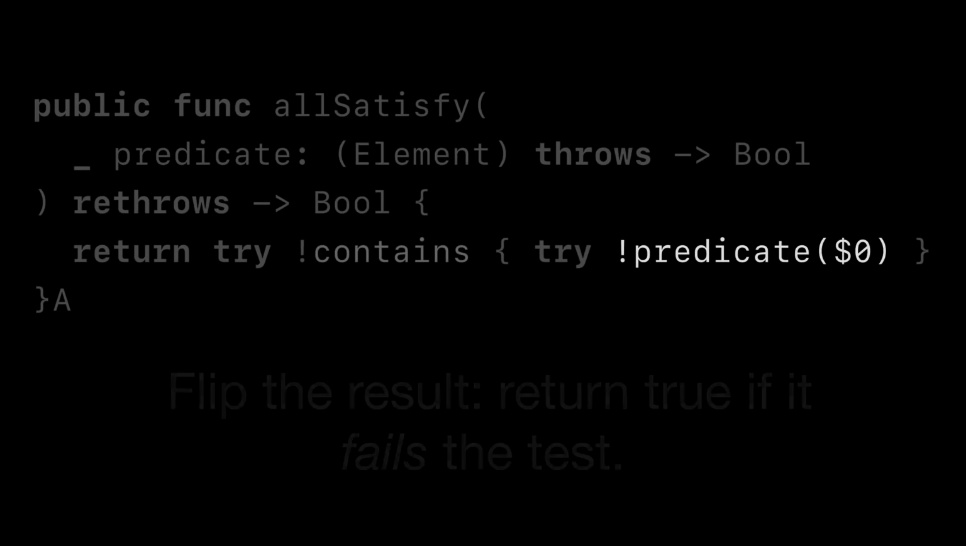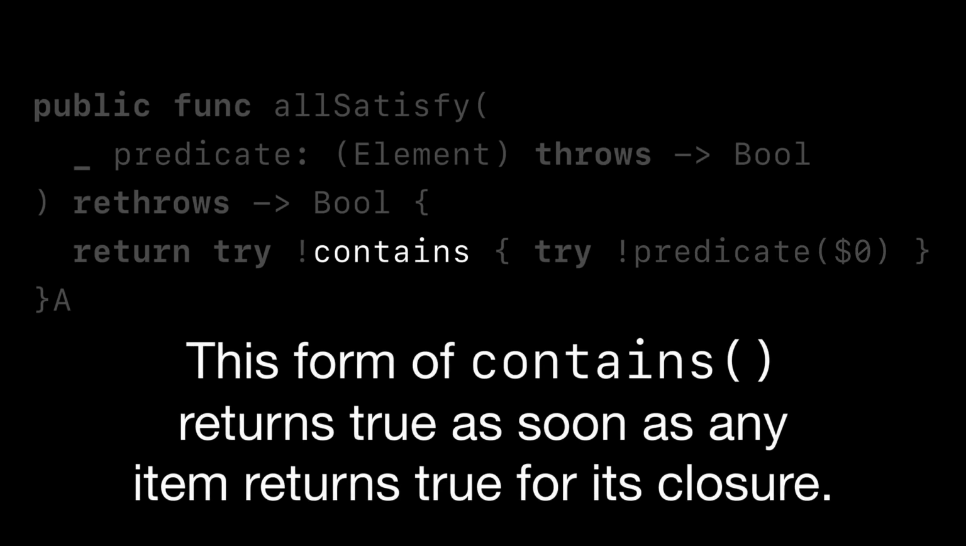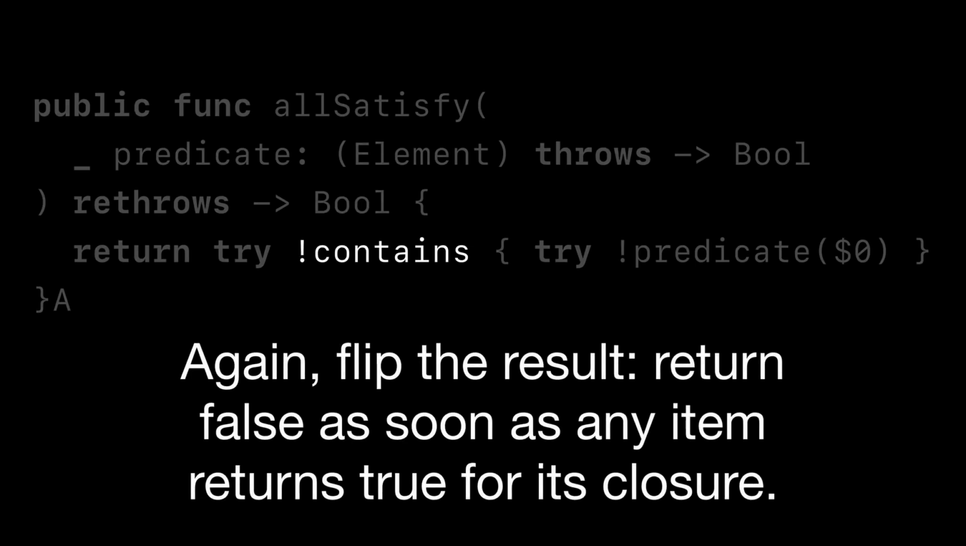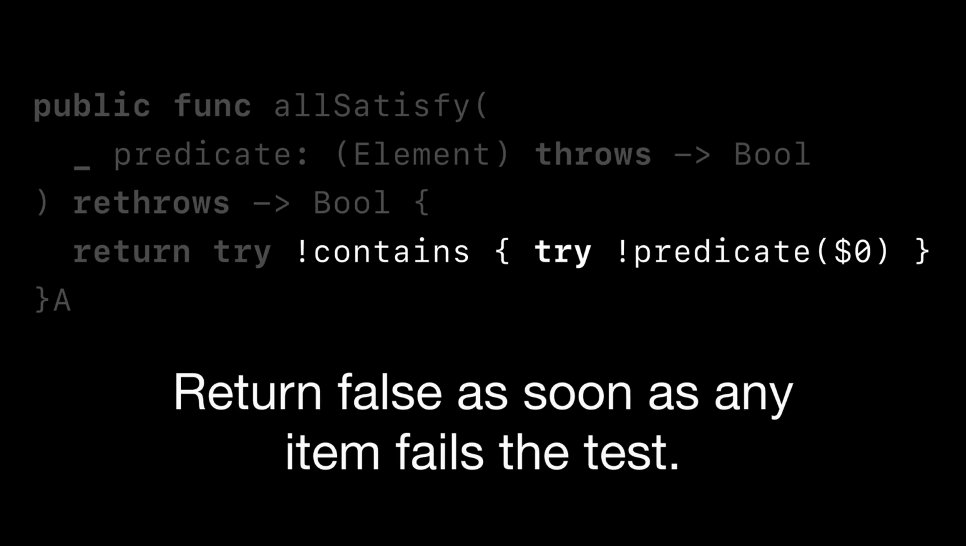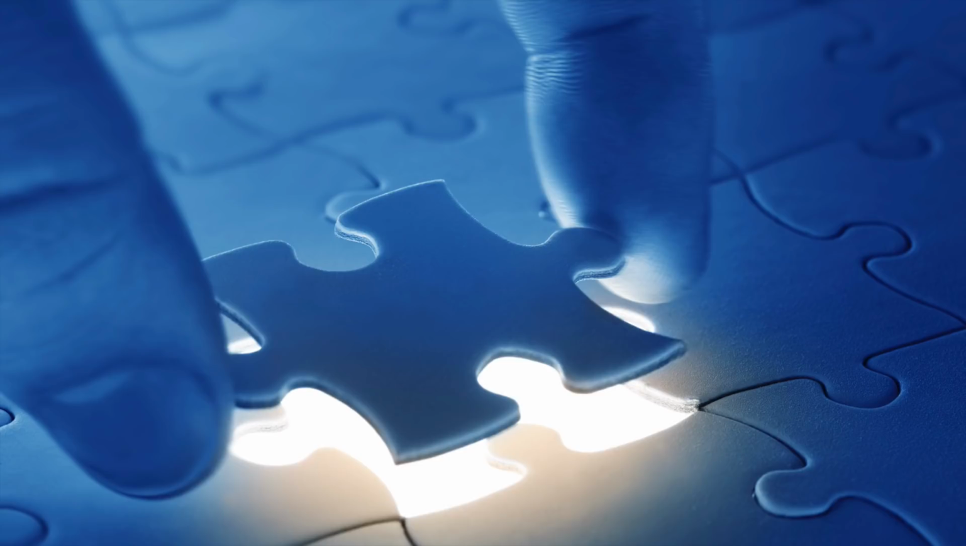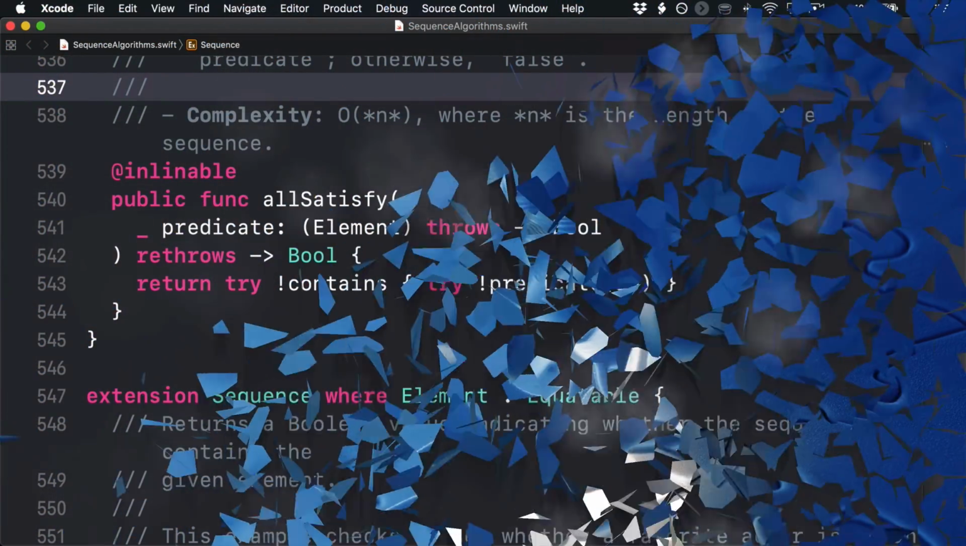Then there's this form of contains, which means return true as soon as any item returns true for its closure. But we again flip this thing around. Return false as soon as any item returns true for its closure. So the whole thing means return false as soon as any item fails the test. Remember I was saying Swift was highly composable? This is that in action. You know, that one new method, all satisfy, is actually just a call to contains internally. It's beautiful. We can use this code ourselves.